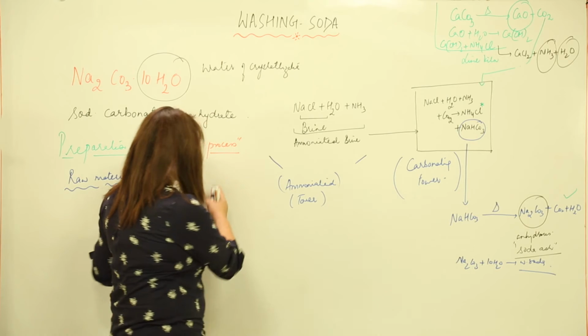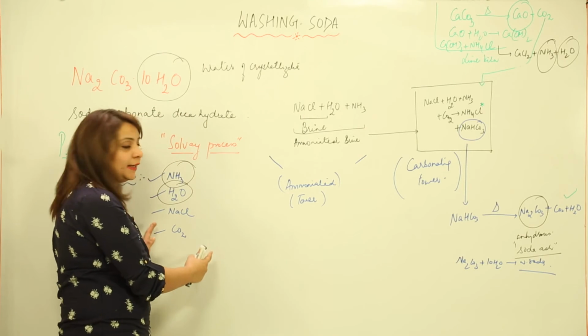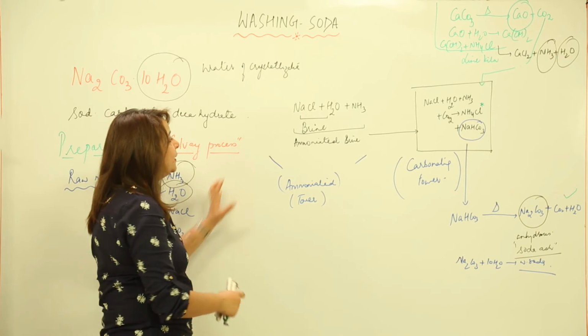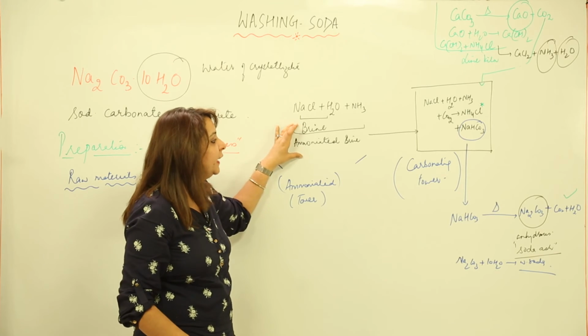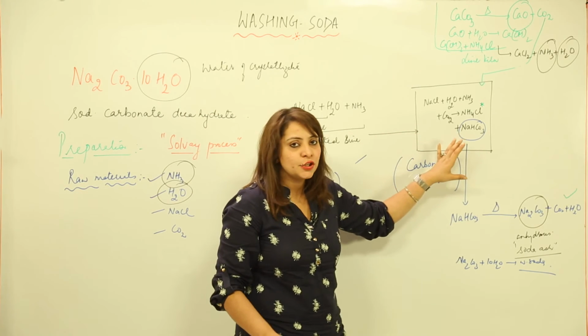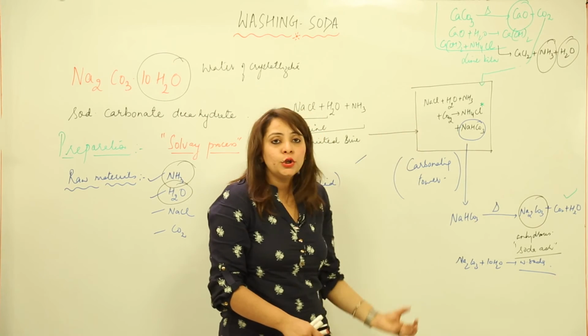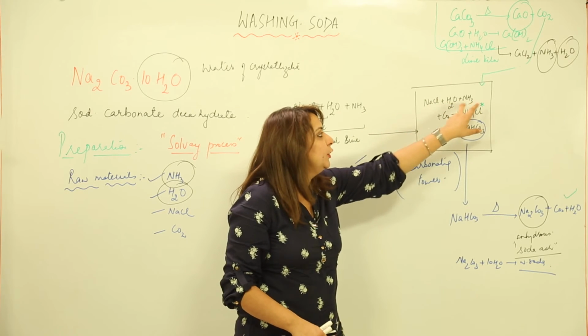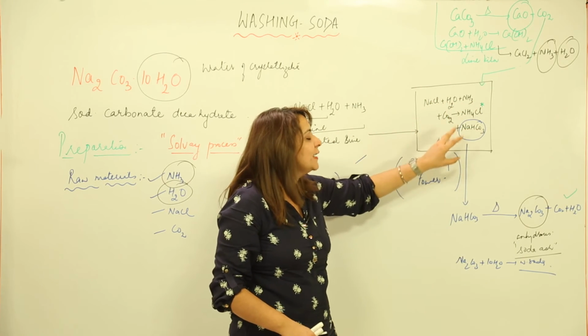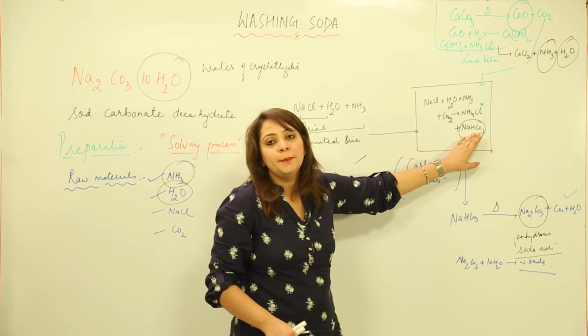These are the raw materials: ammonia, water, NaCl and carbon dioxide. What we did, we formed the brine, mixed it with ammonia to form ammoniated brine, then fed it into a carbonating tower, right? In it the CO2 is rising from the bottom, and from the top we have the ammoniated brine coming. Both react and form ammonium chloride and sodium bicarbonate.